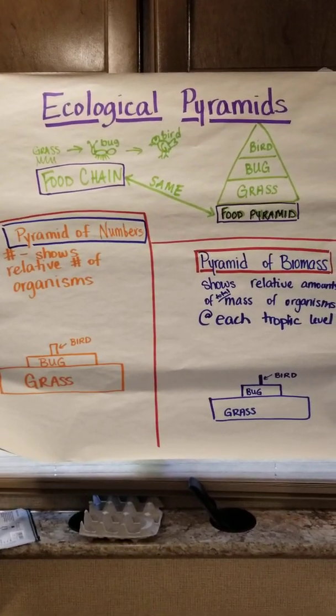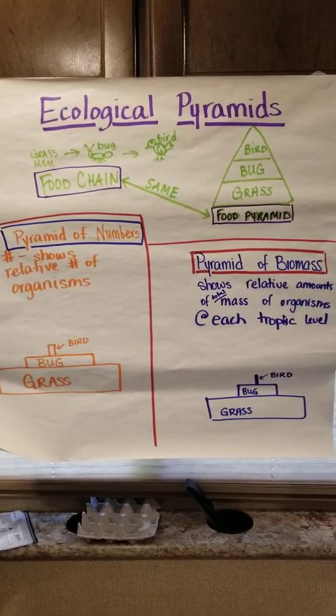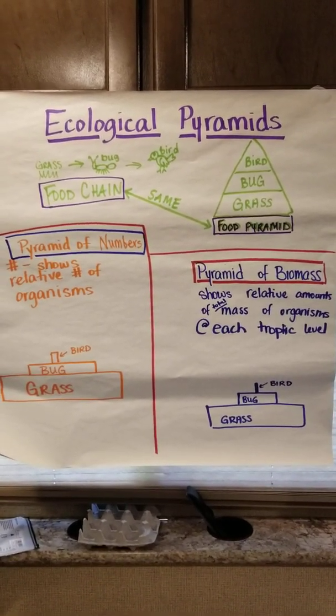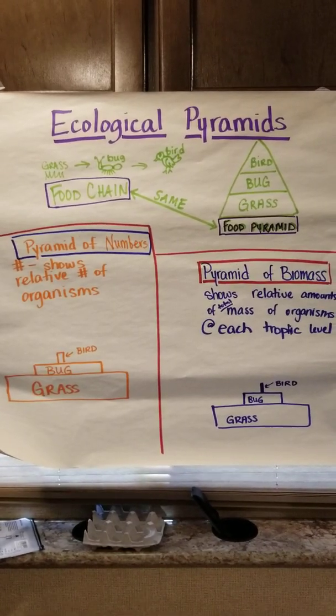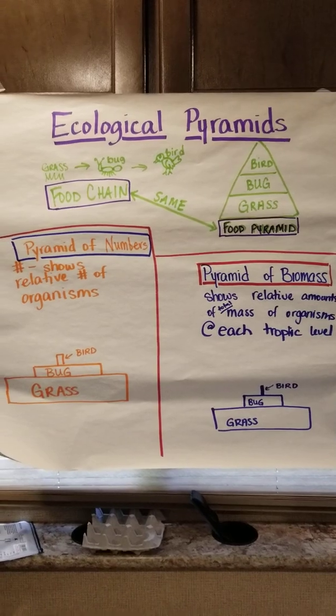Okay, girls, so I've had a lot of questions about the different types of pyramids, and I wanted to clear a few things up. So you see that I've got an anchor chart going, and on this we're looking at food pyramids, pyramid of numbers, and the pyramid of biomass.